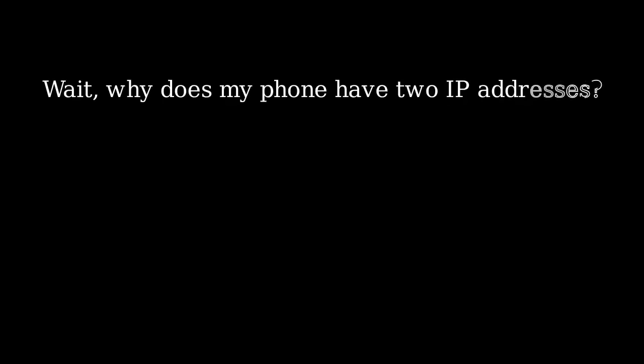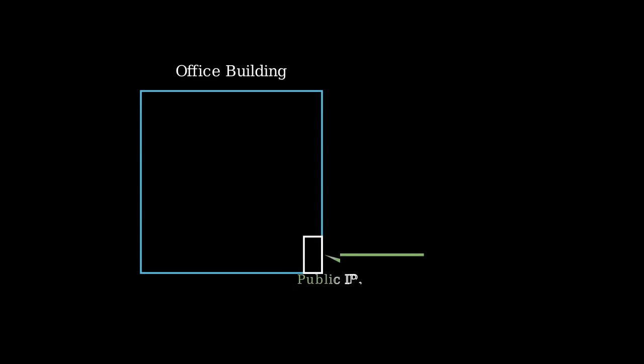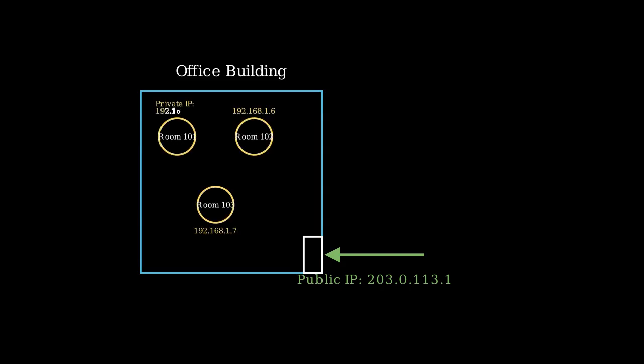Wait, why does your phone have 2 IP addresses? Imagine your home or office as a building. The outside world knows you by a single public IP address, which acts like the building's main street address. Inside, however, every device gets its own unique private IP address, similar to individual room numbers, like room 101, 102, or 103. When you send data out, your device starts with its internal private address.